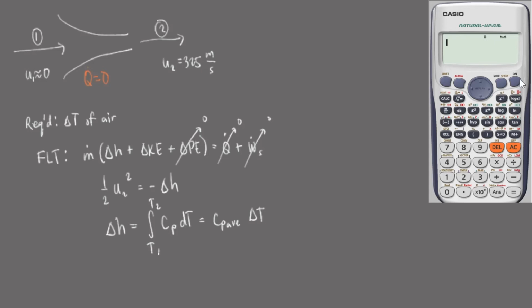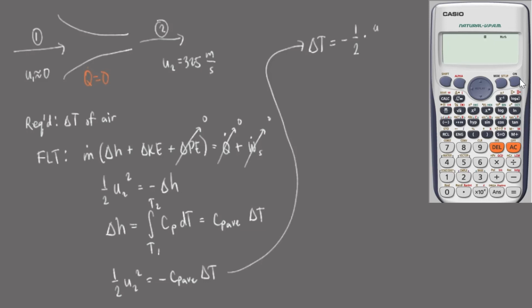Our equation then becomes 1/2 of U2 squared is equal to negative Cp average times delta T. From this expression, we can isolate delta T. We have delta T is equal to negative 1/2 times U2 squared over Cp average. At this point, since we know that our substance is air, we can simply look for the heat capacity values of air. However, we are not sure of the temperature since there were no given inlet nor outlet temperatures.